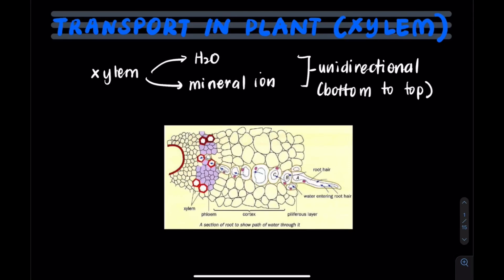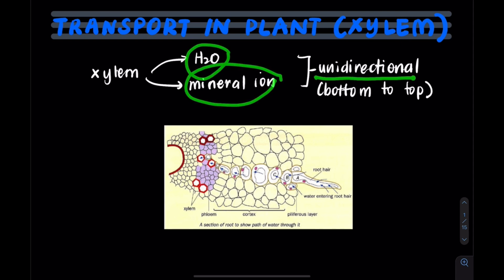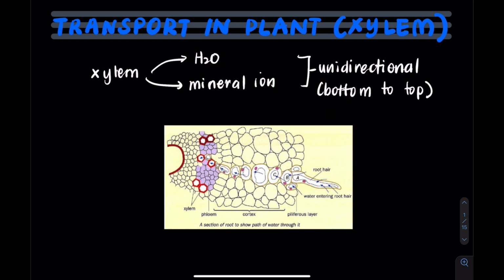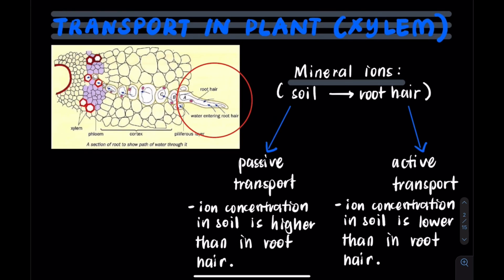In this video, we will look at transport in xylem. Xylem carries water and mineral ions in unidirectional flow from the bottom of the plant, which is the root area, to the top part of the plant. First, we will look at movement of mineral ions.